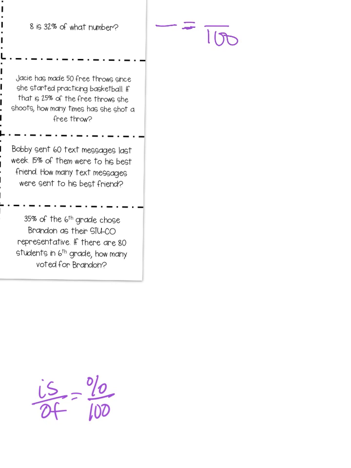So is over of is percent over 100. 8 is, so I'm going to put 8 here, 32% of what number? Okay, now this time you're going to work it backwards, right? Because what did they do to this 8 to get 32? Divided it by 4. Oh, I put a 2. I meant to put a 4. 100 divided by 4 is what? X equals 25. Now that was pretty easy, right?